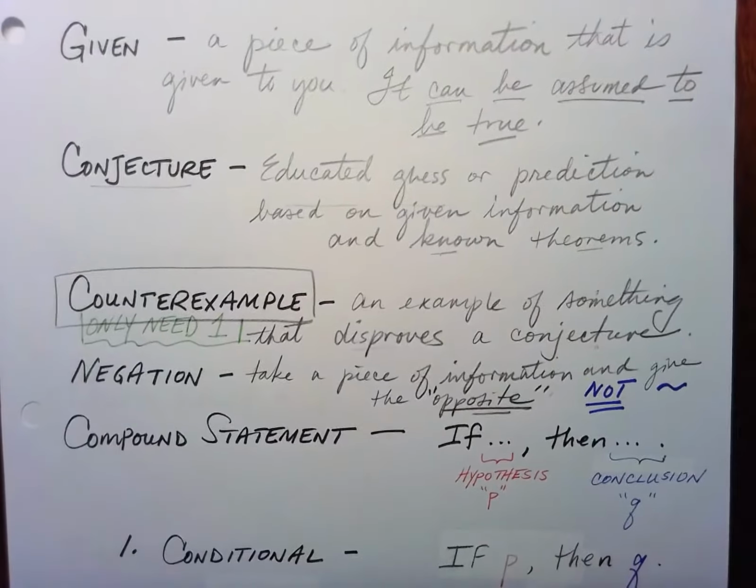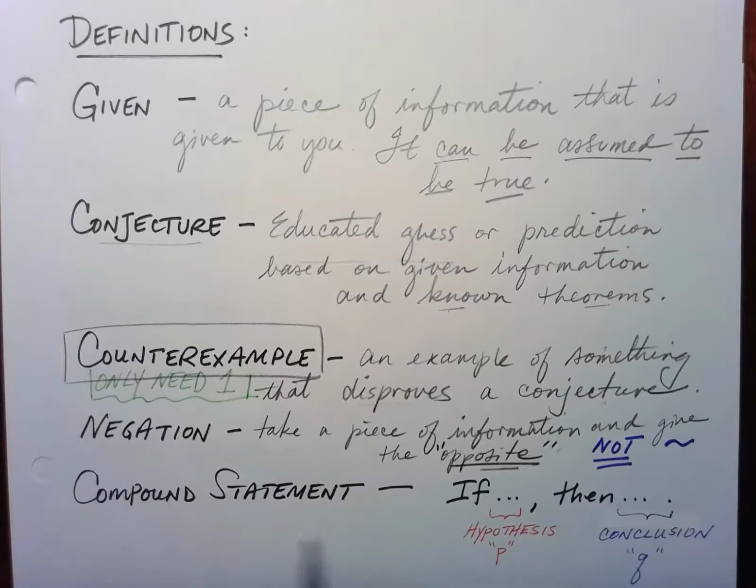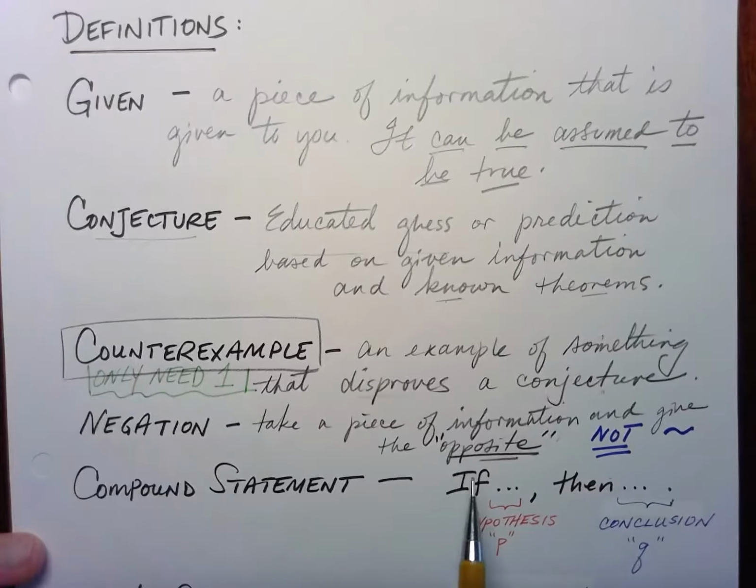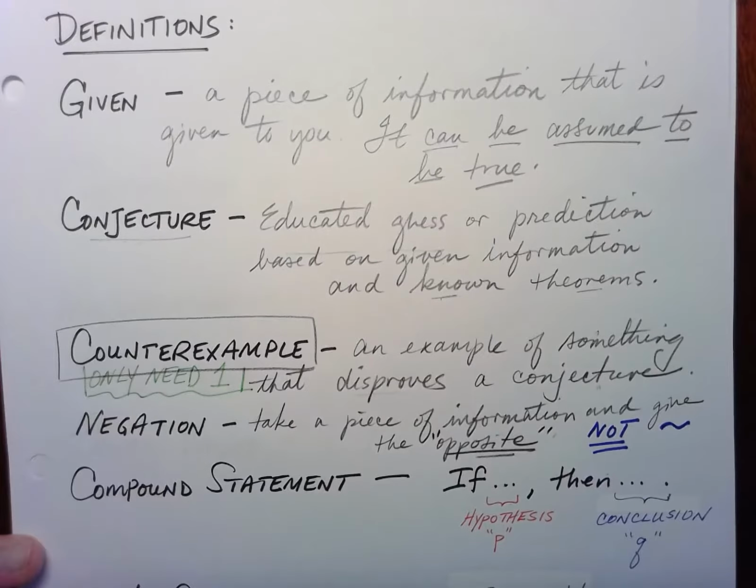Okay, a compound statement, you're familiar with it from science class. It's an if-then statement. So you say if something, then something else. And we're going to start calling these specific things parts of this. This first part is the hypothesis, and we usually use a lowercase p to designate that. And after "then" comes the conclusion, and we use the lowercase q to denote that.